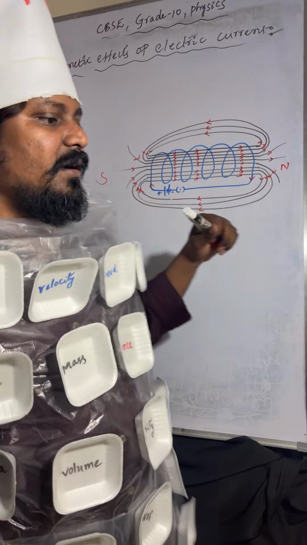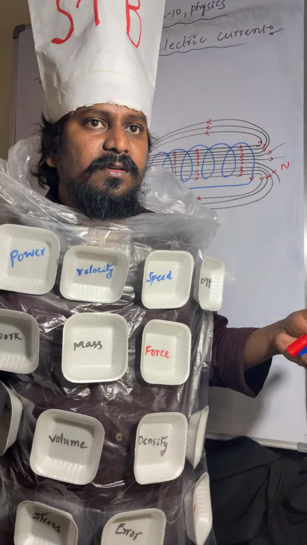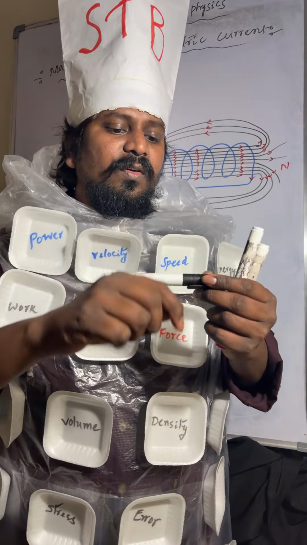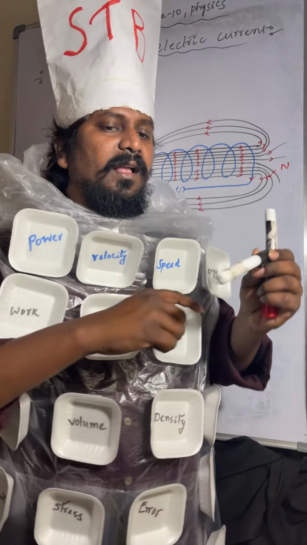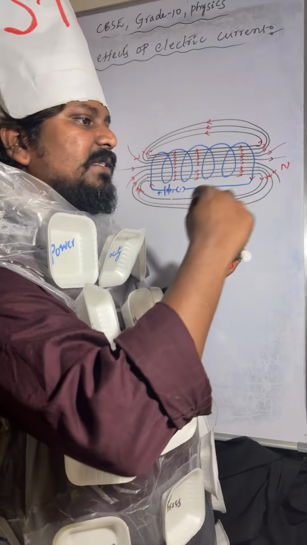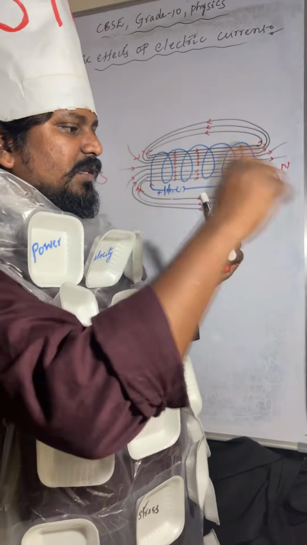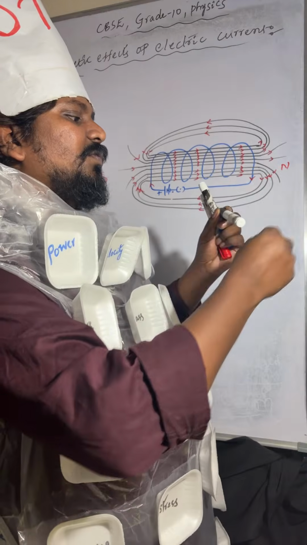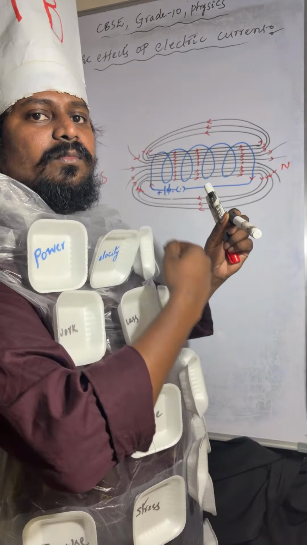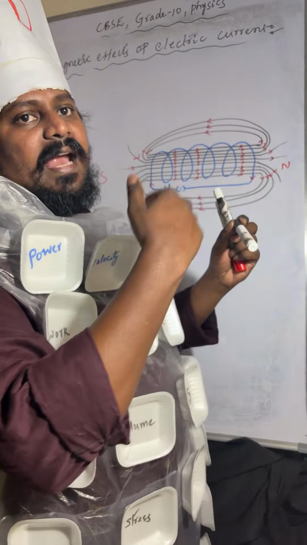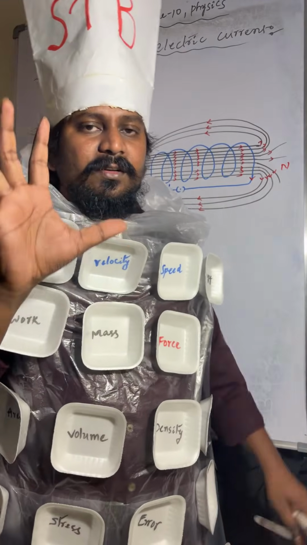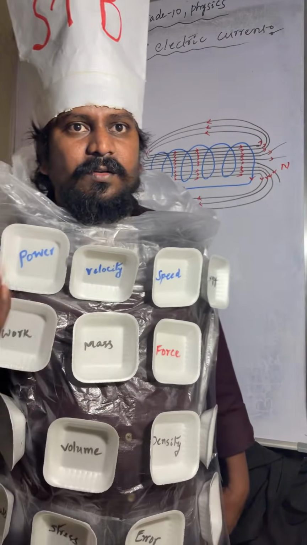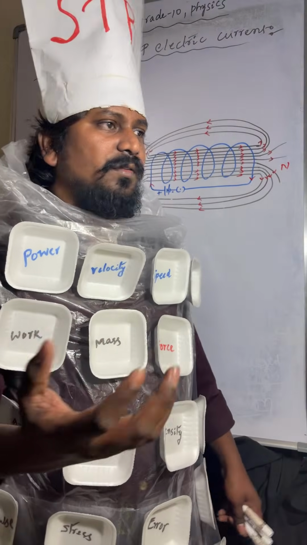So based on that clock face rule, and also how you wrap the conductor. If I'm taking this conductor, if you wrap above it and look at it, the current is passing in a clockwise direction. If you wrap the conductor below it, the current is moving in an anti-clockwise direction. Understood? By using the right hand thumb rule also we can identify the direction. But according to the textbook, we can conclude that.